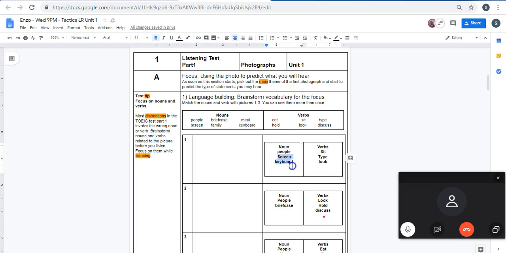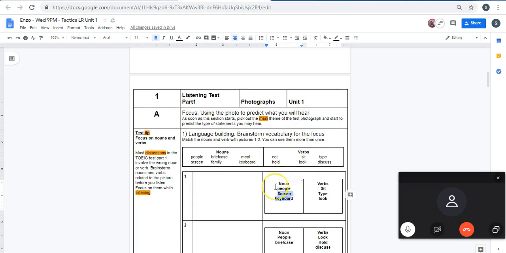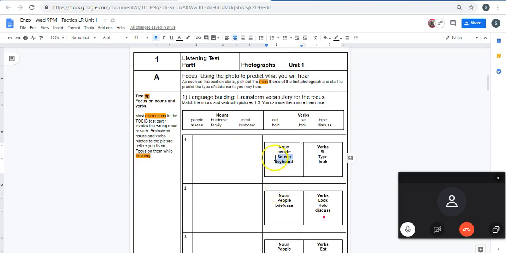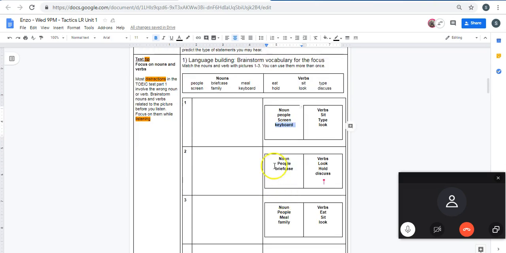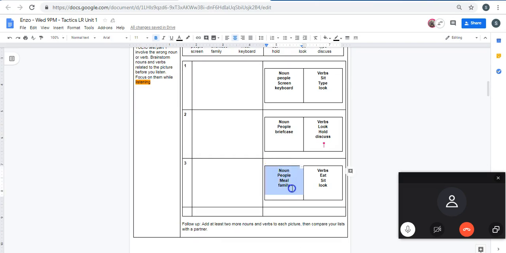Under noun, technically, yes, they're considered people, but it's more focused on the screen and keyboard. And then for picture two, there are three persons, so people, that's right, and then briefcase. For the third photo, meal is correct, family is right. So people, we could already remove that because family is considered.